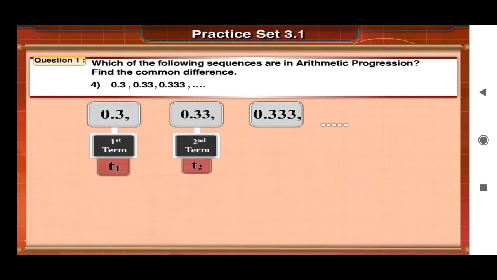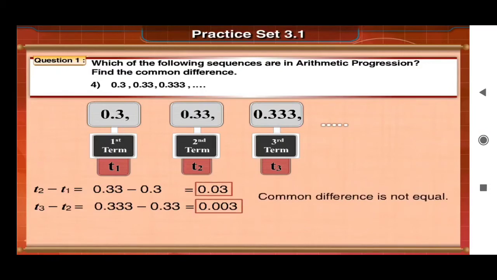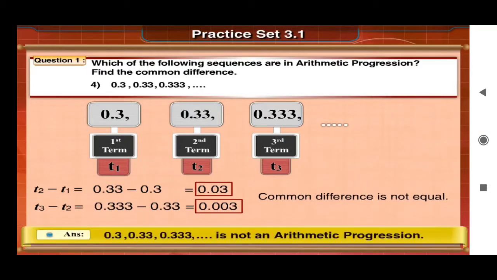The second term is 0.33. T2 minus T1 is equal to 0.33 minus 0.3, that is equal to 0.03. The third term here is 0.333, so T3 minus T2 is equal to 0.003, and so on. Here, the common difference between the two terms is not the same. Therefore, the sequence 0.3, 0.33, 0.333, and so on is not an arithmetic progression.